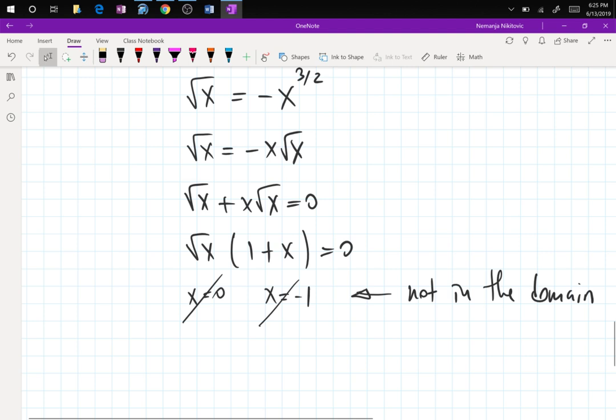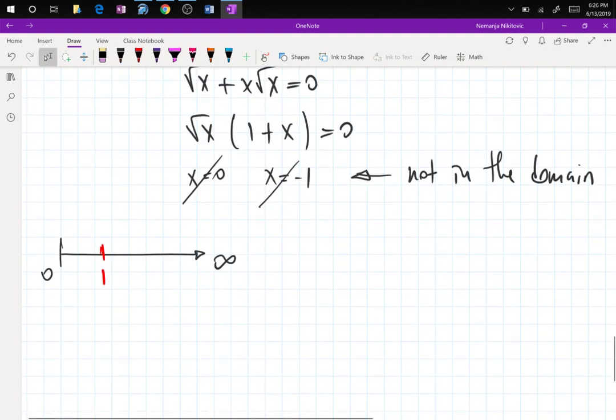Our domain is 0 to infinity, and we got the inflection points to be at negative 1. Well, that's not in the domain, so we don't have to worry about it. So what do we do? The entire 0 to infinity is one partition. So pick a test point, say 1, and then run that in the second derivative.